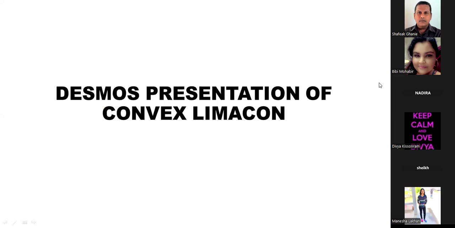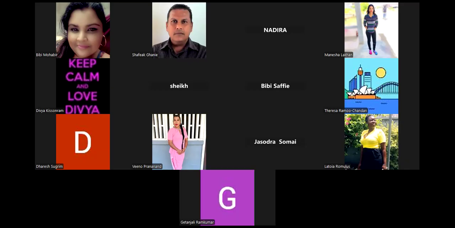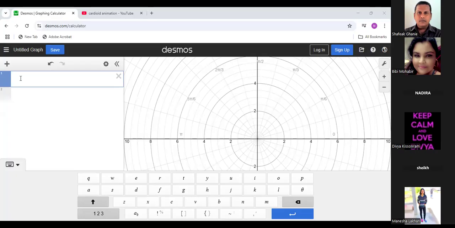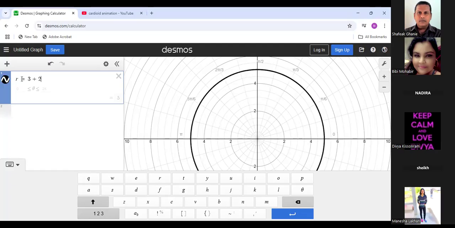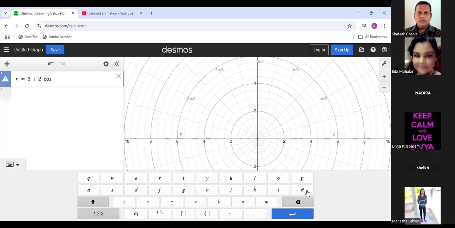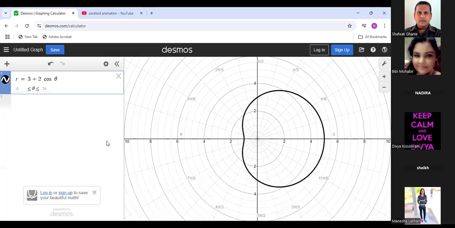Next. So let's see how our convex limaçon looks. There we have r equals 3 plus 2 cos theta. Remember, a is more than b. So as you can see here, it's a flattened circle. And that's how it looks.